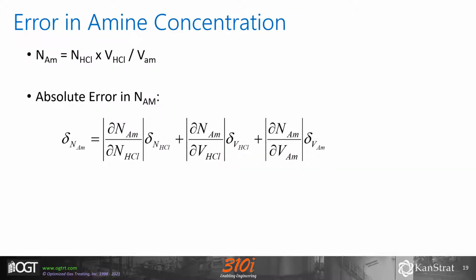We can get the error expectations in the amine concentration by doing a total differential error analysis. In the example from the previous slide, the absolute error in the measured amine concentration is the sum of the individual measurement errors for the titrant normality, titrant volume, and amine volume. The amine may have been pipetted into a beaker. This operation has a known uncertainty depending on the size of the pipette.